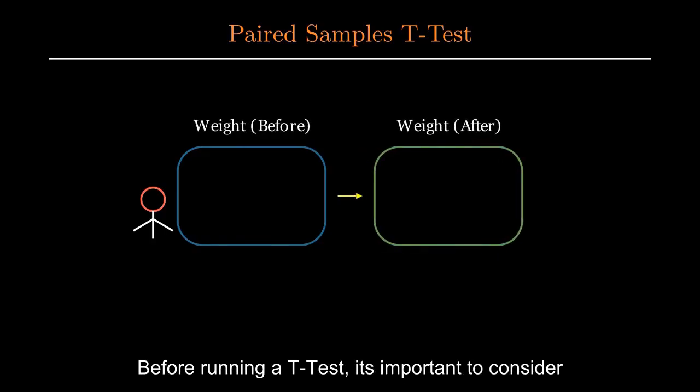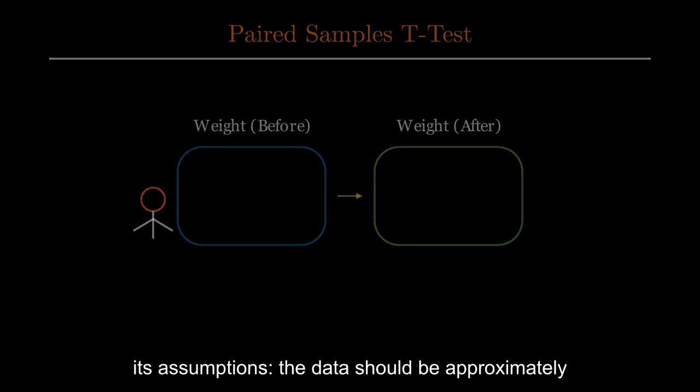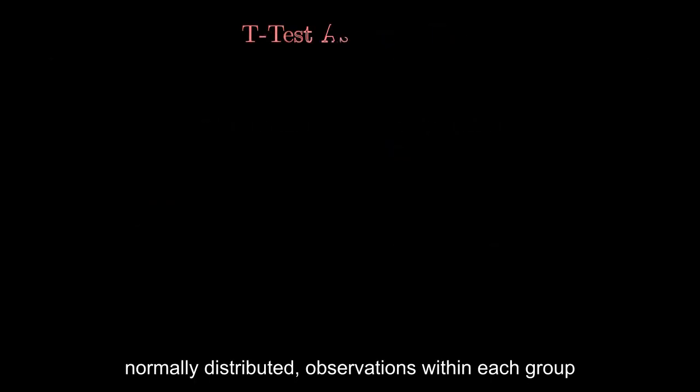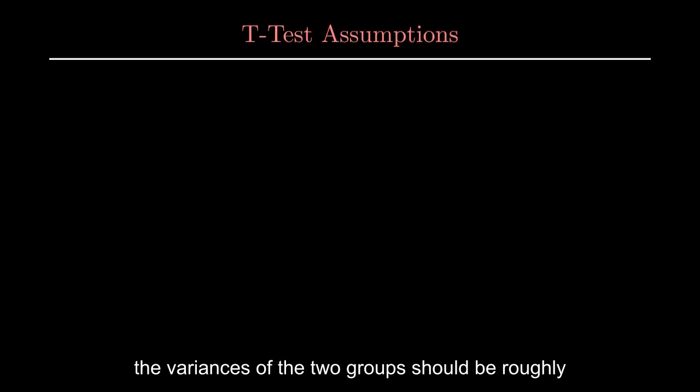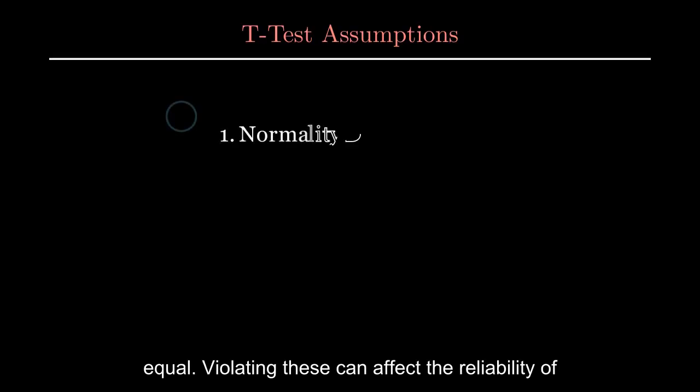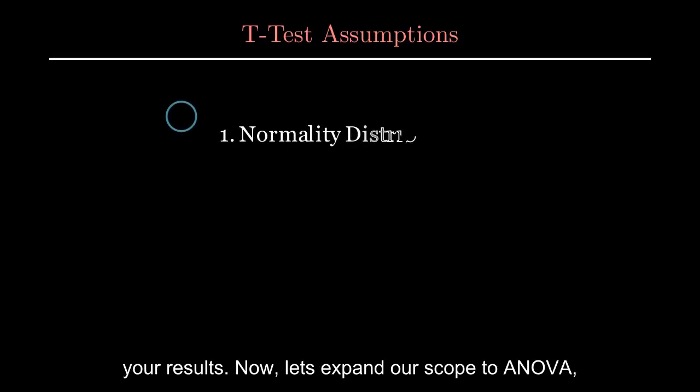Before running a T-test, it's important to consider its assumptions. The data should be approximately normally distributed, observations within each group should be independent, and for independent samples, the variances of the two groups should be roughly equal. Violating these can affect the reliability of your results.